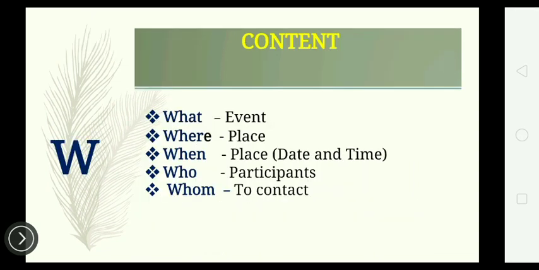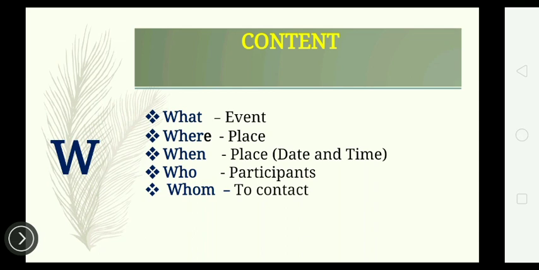Now comes the content. There are 5 W's that are very important to keep in your mind whenever you write anything. In a notice also these are very important. The first one is what. In this, you have to write about the event, or the heading about what this notice is written. Where means that you have to tell about the place where it is going to take place.